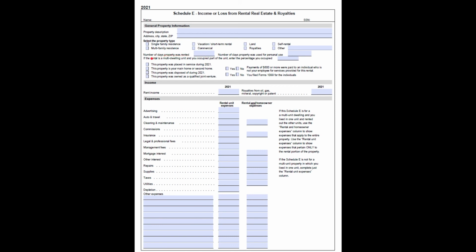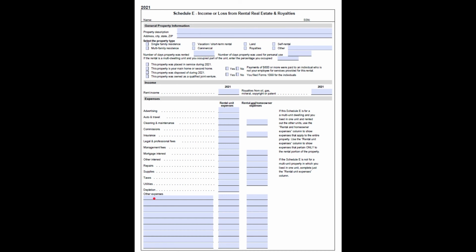Couple of questions, or several questions, I should say, that we need you to answer. Pretty straightforward. Read through those. And also, you're going to go ahead and put in any expenses associated with this particular property. We provide you with one of these sheets in the organizer. You can go ahead and make copies of it and fill one of these out for each individual property that you have.